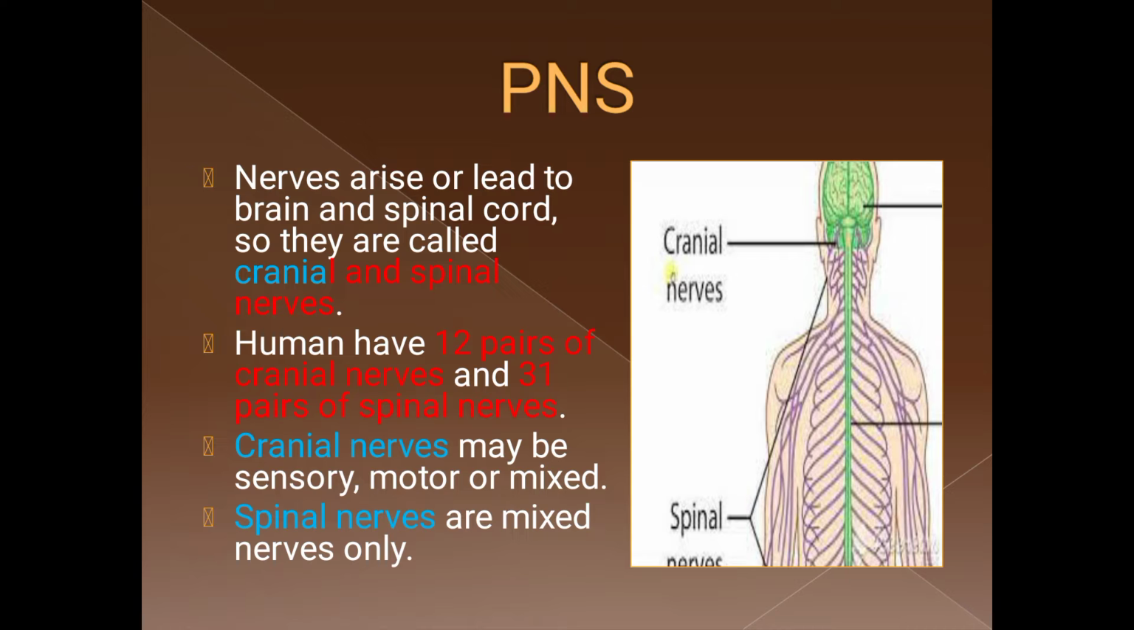The nerves that arise or lead to the brain are called cranial nerves, and the nerves of the peripheral nervous system that arise or lead to the spinal cord are called spinal nerves. Humans have 24 cranial nerves and 62 spinal nerves. Cranial nerves may be sensory, motor, or mixed, while spinal nerves are mixed nerves only.